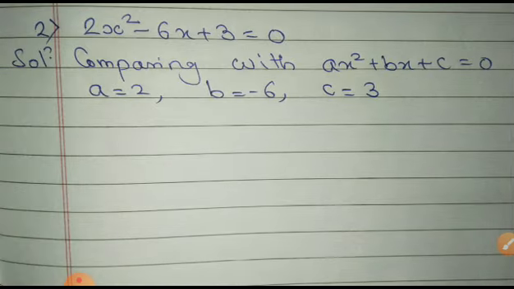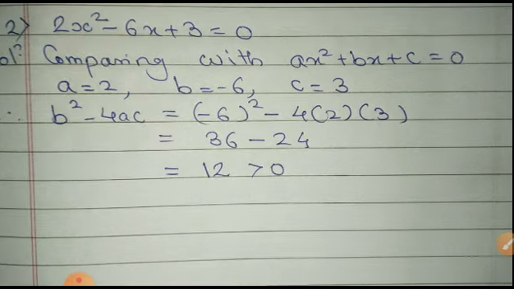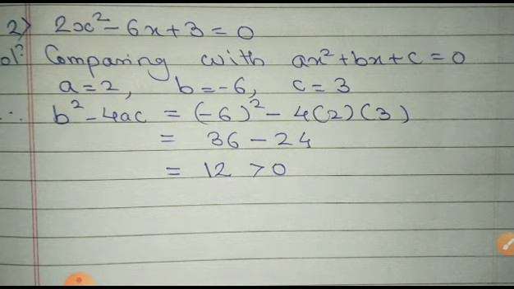Similarly, the next question, 2x square minus 6x plus 3 equal to 0. Again the same: compare it with the standard equation, find the values of a, b and c, and then determine your discriminant, that is b square minus 4ac. Here I have got the discriminant as 12. So it will be greater than 0, and hence it will have distinct real roots.